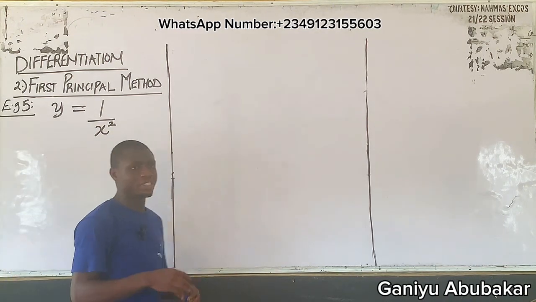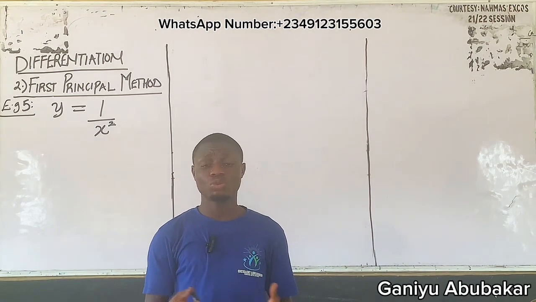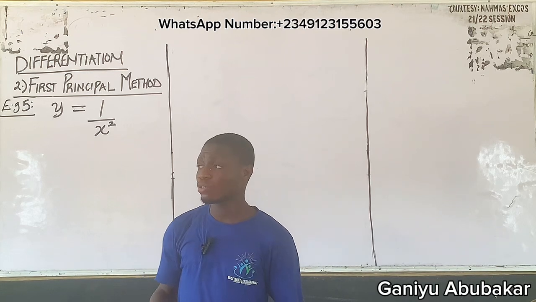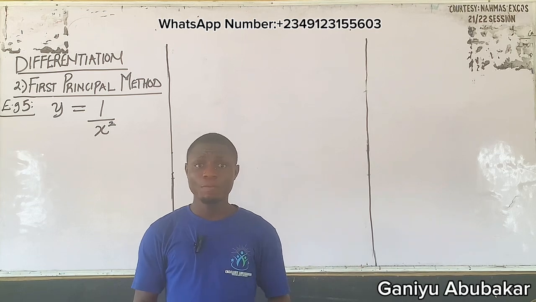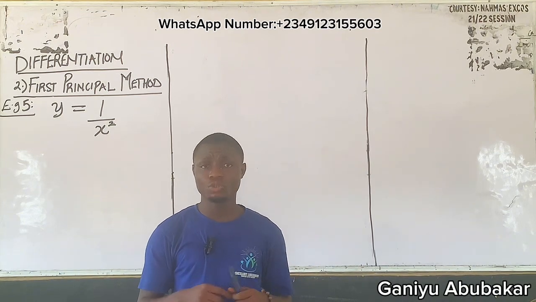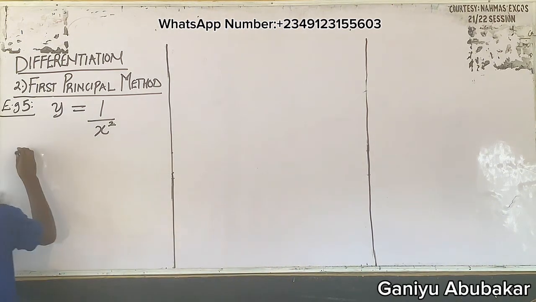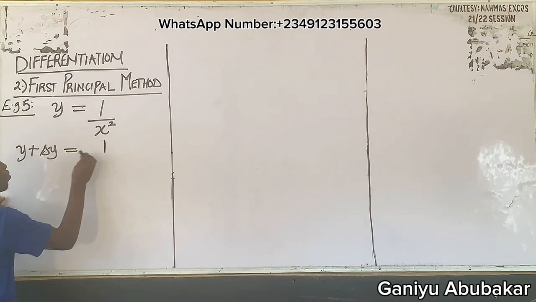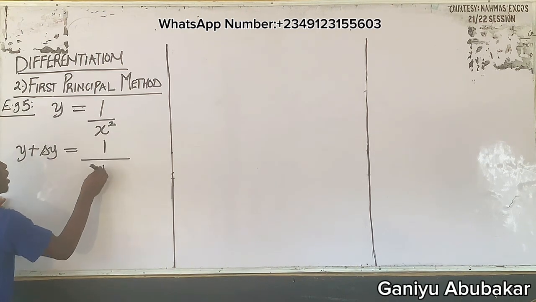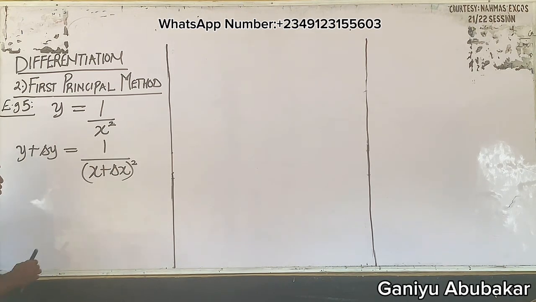I'm going to solve this using first principle. You can try your best to find the value using the general method, as I used to do before now. But to save time, let's just get into it and get it done. What we know is that y plus change in y is equal to 1 over x plus change in x, but mind you, I have a square. What's the next task from here?